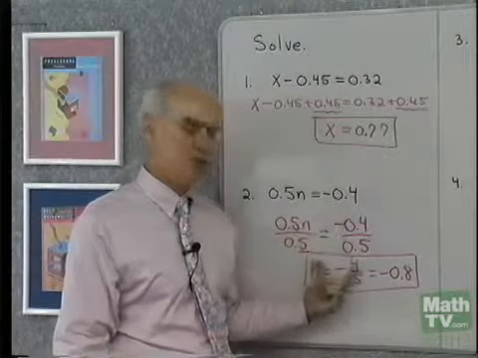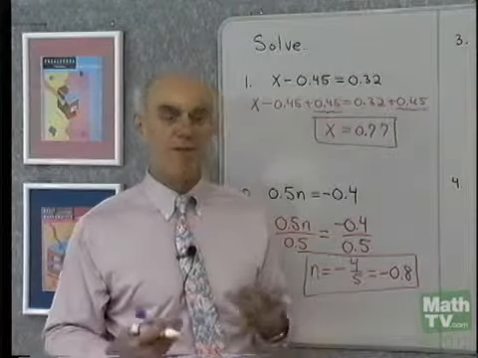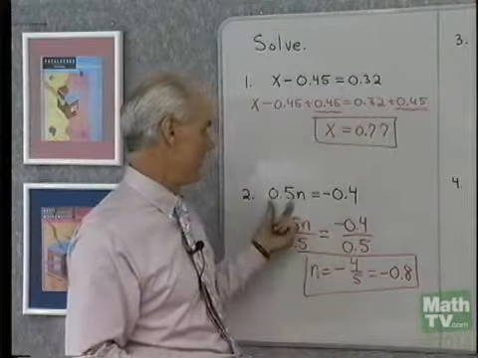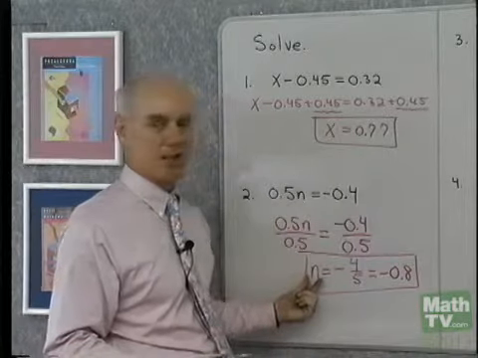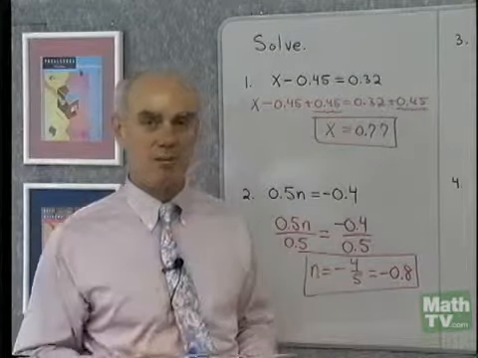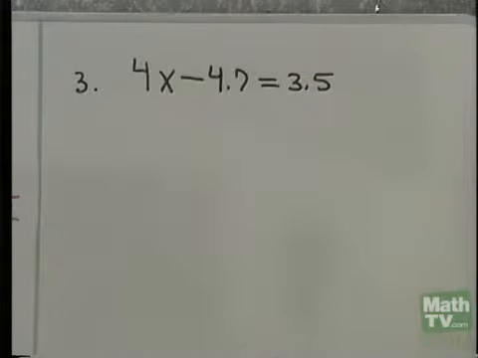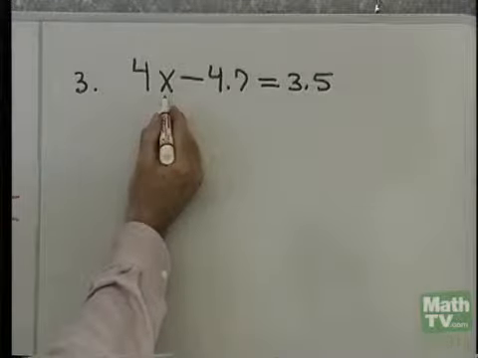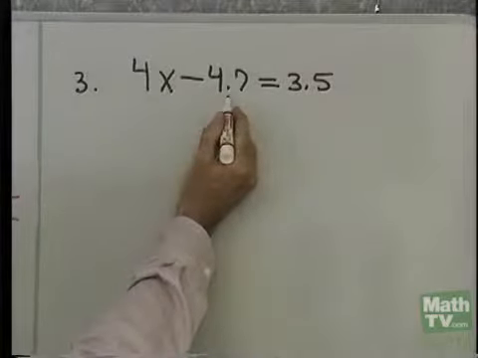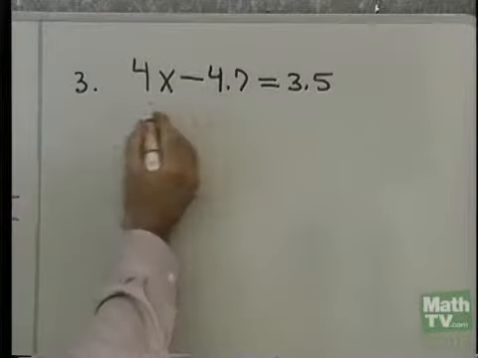So a little variation on the multiplication property of equality. We divided both sides by the number in front of x, or in front of n here, to get just n by itself. Let's try another one of these. So problem number 3, we have 4x minus 4.7 equals 3.5. I want to isolate x on the left side of the equation. I'm going to use my addition property first to add 4.7 to both sides.